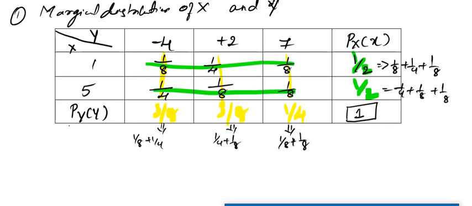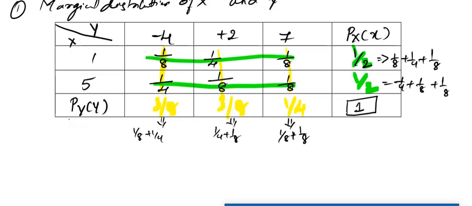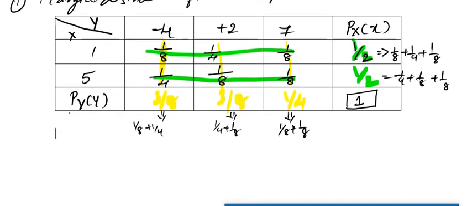So you can make a clear idea here. I have added 1 by 8 plus 1 by 4 plus 1 by 8. That gives the marginal value P capital X of X. Vertically you add, you will get the value of Py of Y. This is how you have to determine the marginal distributions of X or marginal distributions of Y.